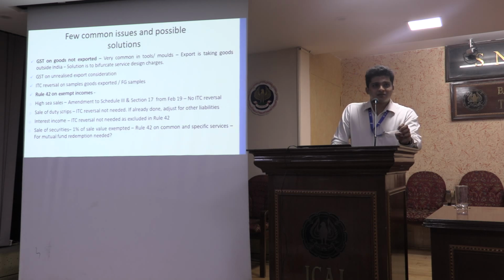Sale of securities is something I missed. So for sale of securities, 1% of the sale value. The profit on securities will come in your P&L, but the sale value you will have to identify. 1% of that should be deemed to be exempt supply for the purpose of your exempt supply calculation.